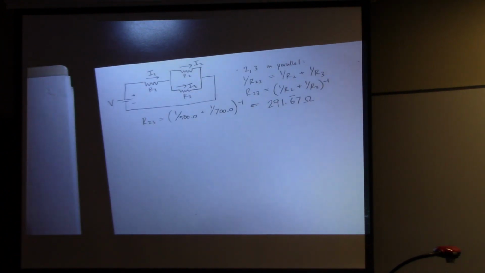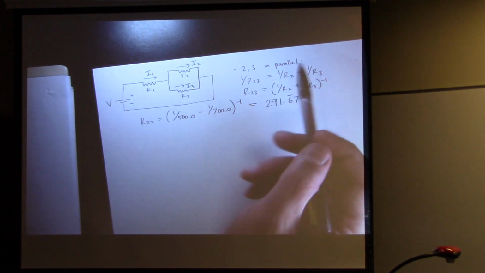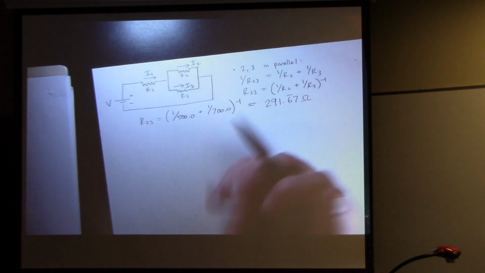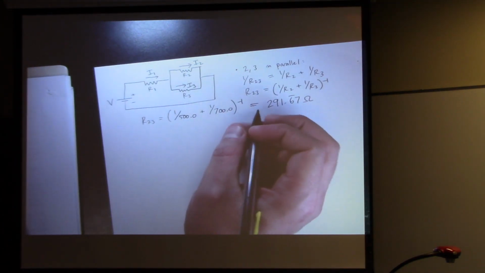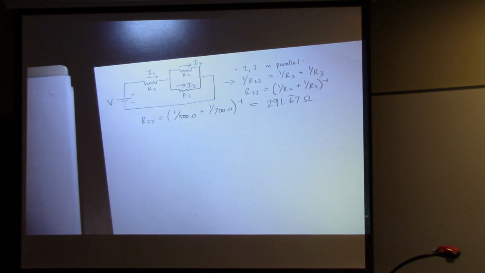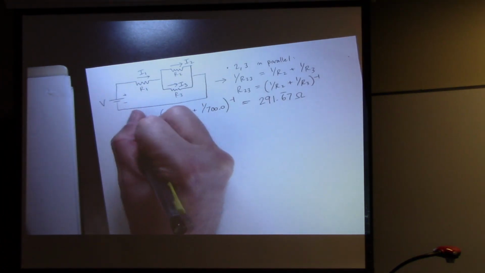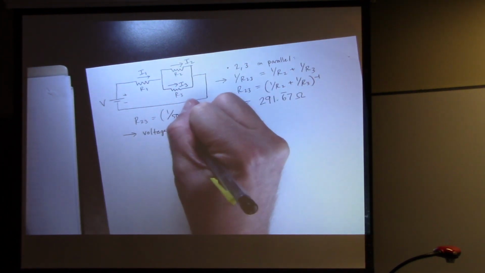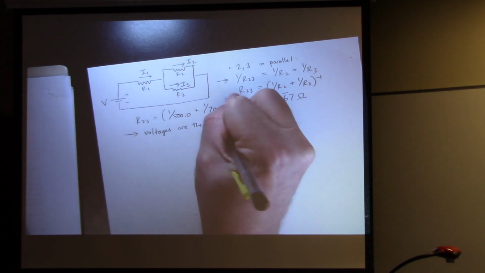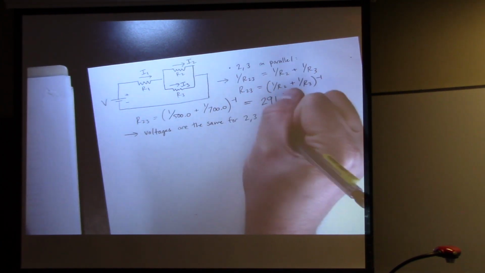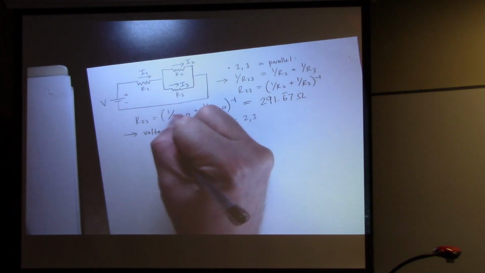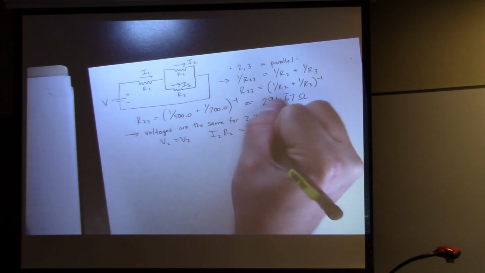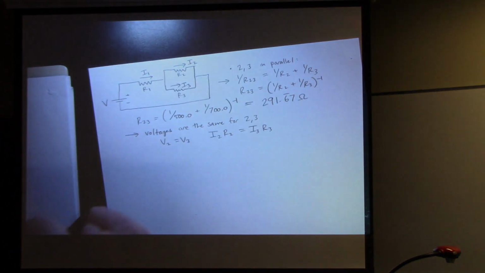All right? So before we move on to the next thing, let's just think about whether there's anything else we can say or any other equation we can write down given the fact that these two are in parallel. And yeah, there are a few other things we can say. So this was the equivalent resistance right here. When it comes to voltages, well, the voltages are the same for 2 and 3. So in other words, V2 equals V3, which means I2 times R2 is equal to I3 times R3. Again, just using Ohm's law here.